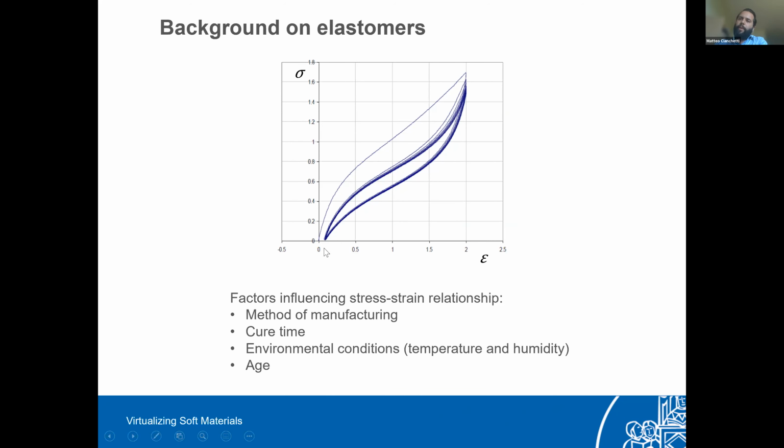But you can also anticipate that there is this very initial effect of a permanent set, so the shift of the zero after the first loading cycle is applied. But after a few cycles, you see that actually they are all overlapping, meaning that the mechanical properties are stabilized.